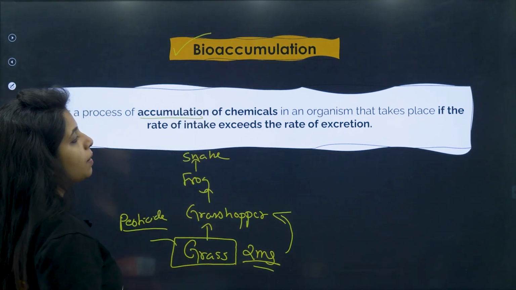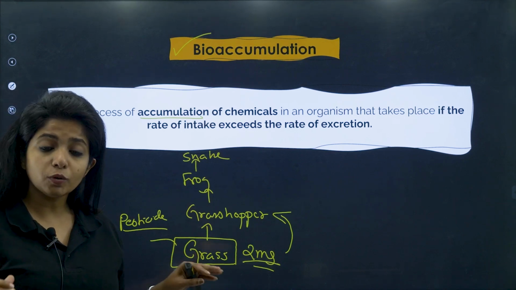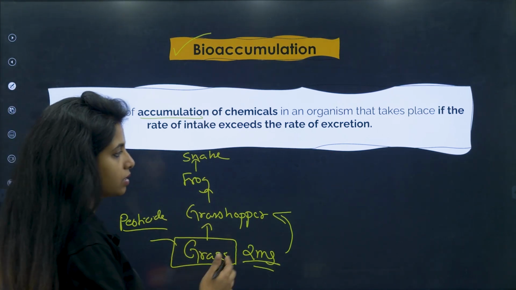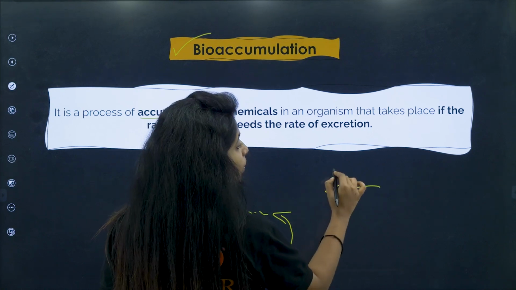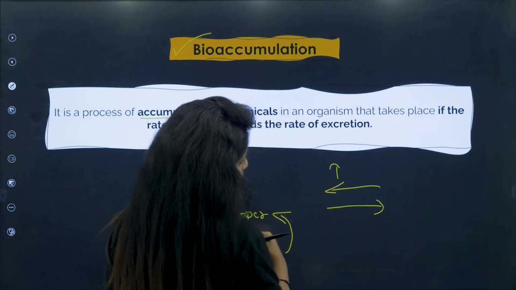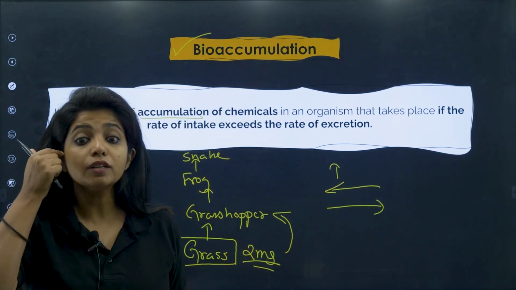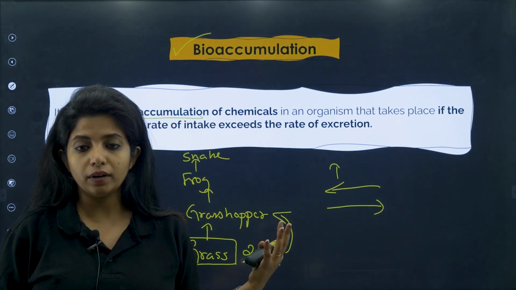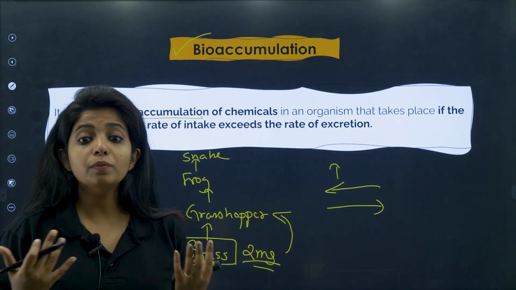What do you call this? Bioaccumulation. And when does accumulation happen? When the rate of intake exceeds the rate of excretion. That means something is getting in that is way more than what is going out. Probably it is not removed from our body because it is not broken down properly. Probably we do not have the means to break it down.